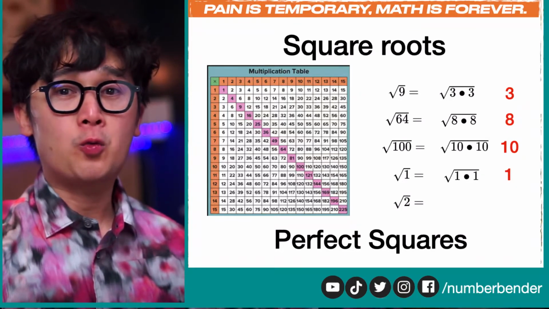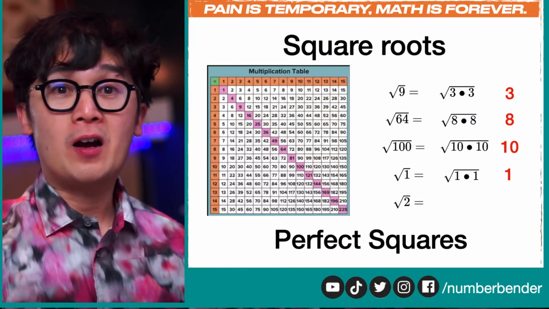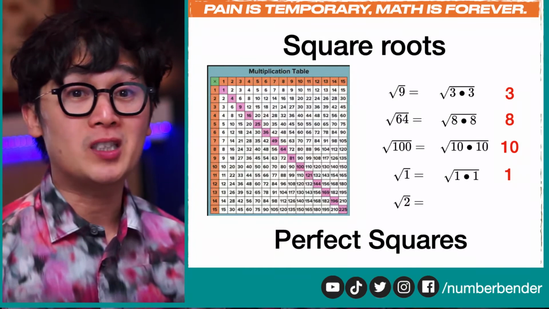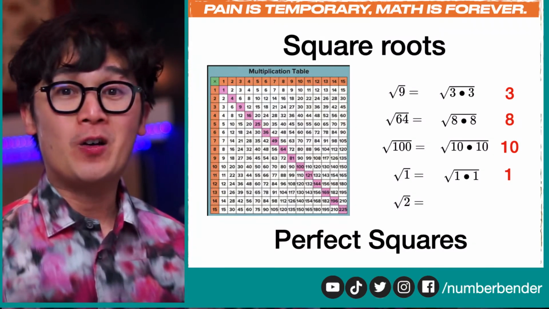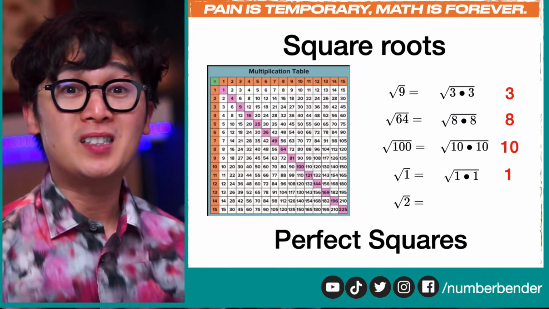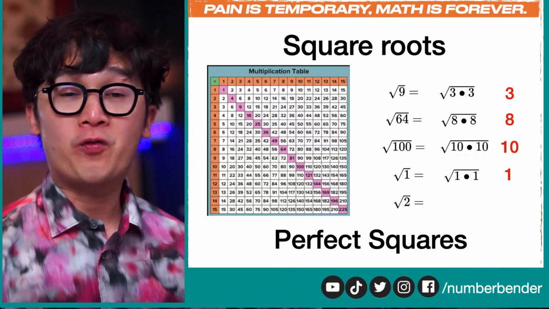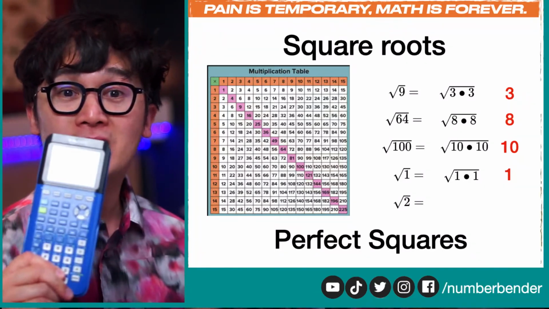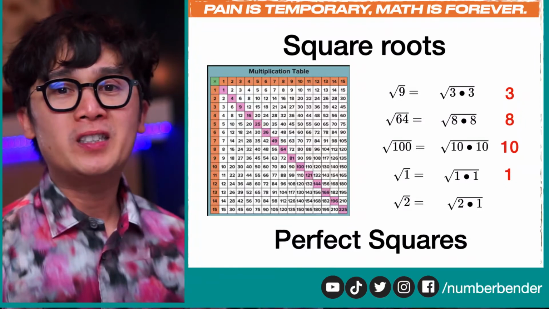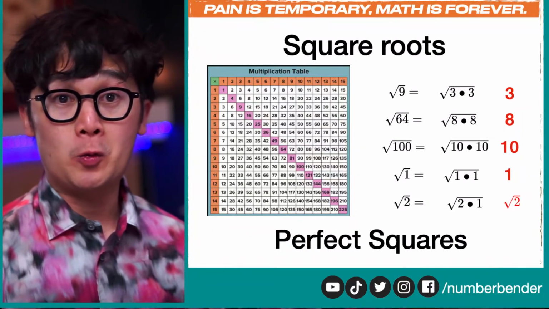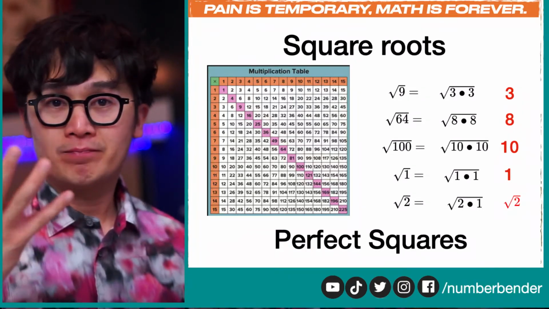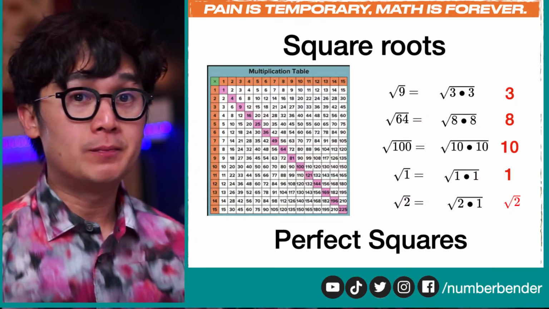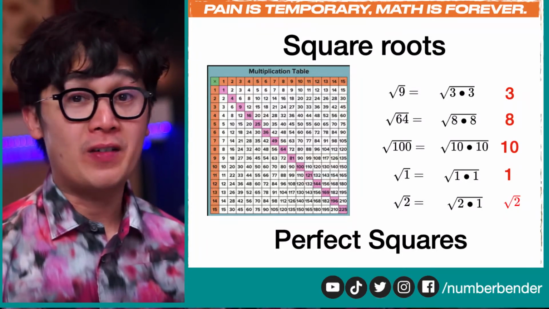Now, how about square root of 2? 2, as we know, is not a perfect square. It is the smallest prime number, but we certainly know that there is no number that when you multiply by itself will equal 2. So if we need to find the actual value of square root of 2, we may need to use our calculator or simply write square root of 2 as our answer if needed. So this is how we use our multiplication table in finding the square root of a perfect square.